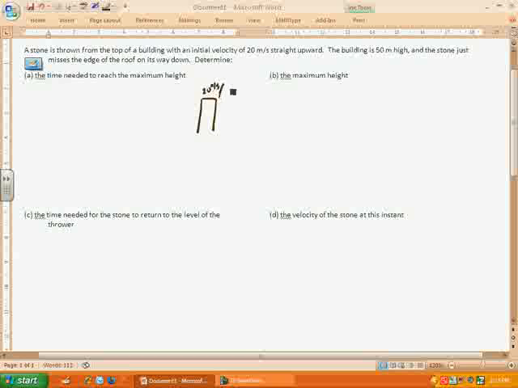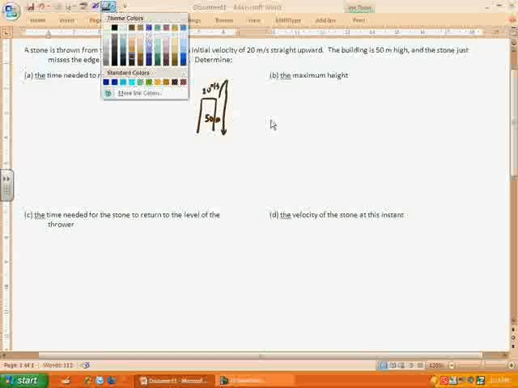Okay. It goes up, comes up to the top, comes back down. I guess we're assuming that it's almost straight up because the stone just misses the edge of the roof on the way down. So then it's going to fall all the way down, and we know that the building is 50 meters tall. Alright, so there, we've got that.